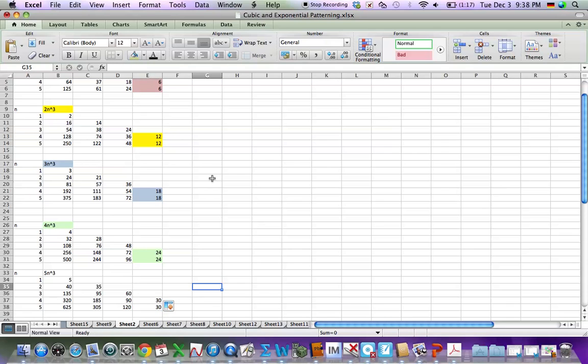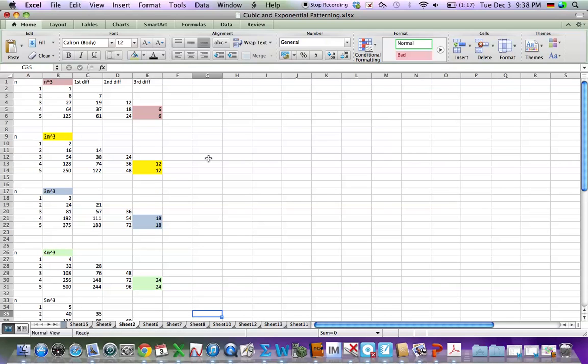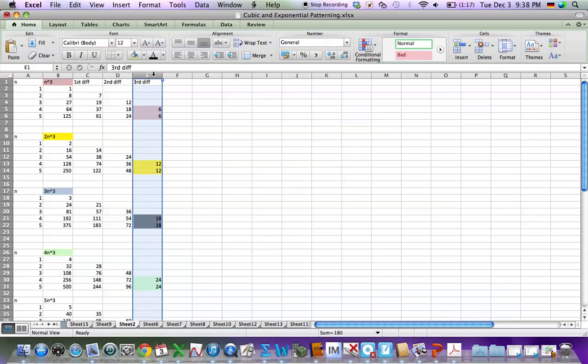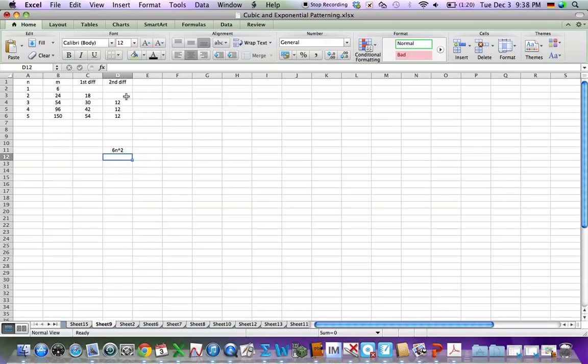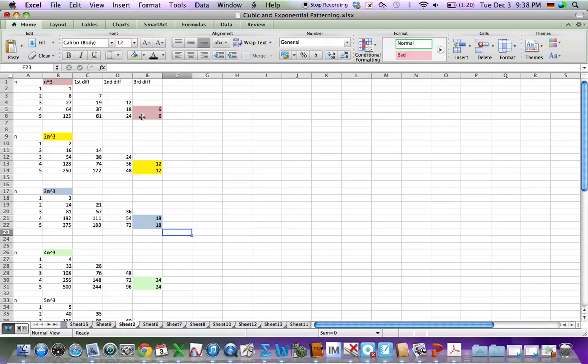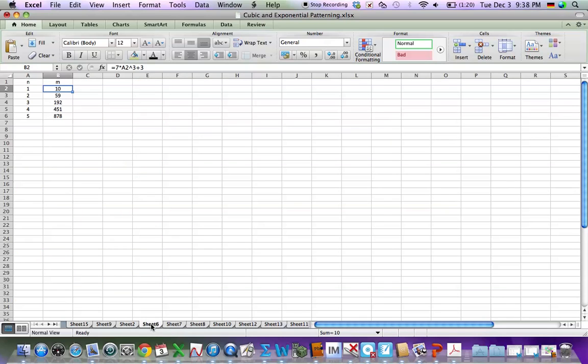Okay, so what we've picked up from this, the key thing is that if the third differences are constant, then the formula is cubic, and to find the coefficient of n cubed, I need to divide this third difference by 6. Okay, whereas in the quadratic, I needed to divide by 2, cubic, I need to divide by 6. All right, so let's put that into practice.